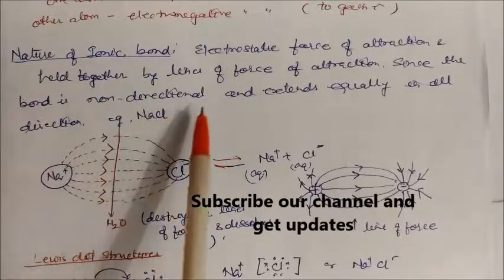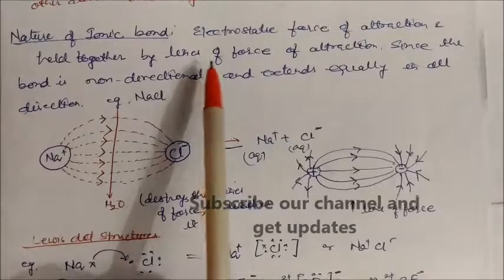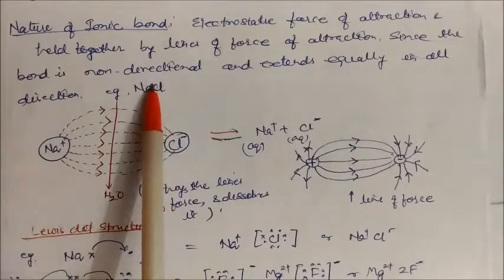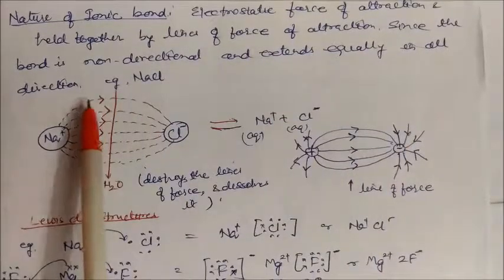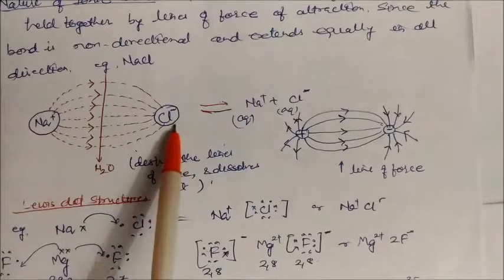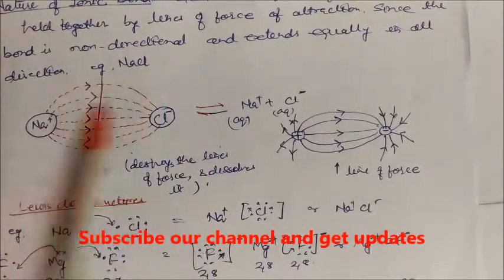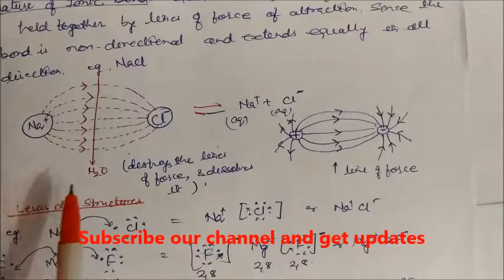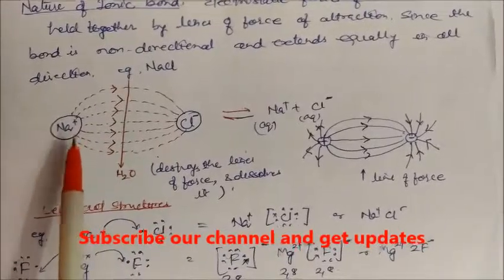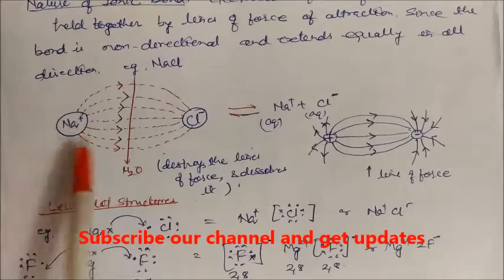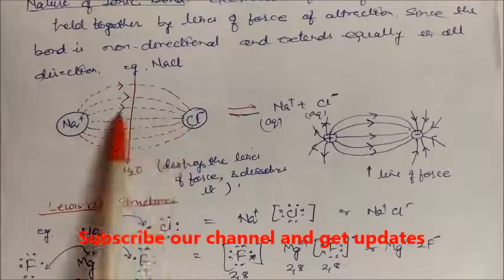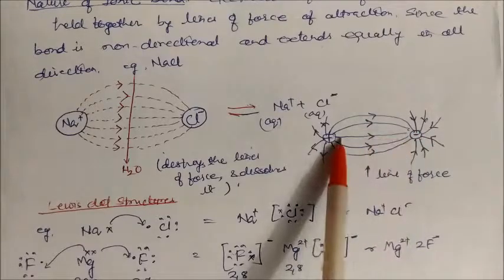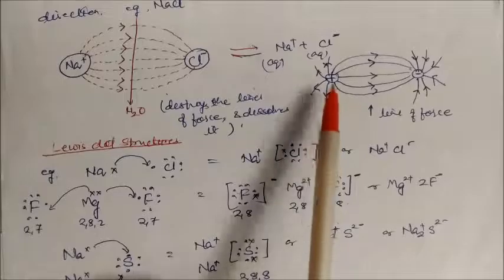What is the nature of this ionic bond? Since they have an electrostatic force of attraction, they are held together by lines of force, and this bond is non-directional, meaning it spreads these lines of force equally in all directions. Let us take the example of NaCl. This is the sodium cation and this is the Cl. We can see the force of attraction from positive to negative. We can reduce this force of attraction by using a polar solvent like water, which has a high dielectric constant. When NaCl is dissolved in water, the water breaks these lines of force and they convert into ions, Na plus and Cl minus. Again we can see lines of force from positive to negative spreading in all directions. That's why it is called non-directional force.